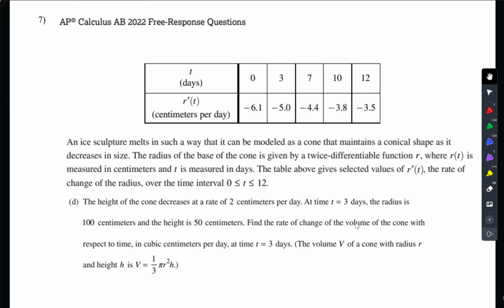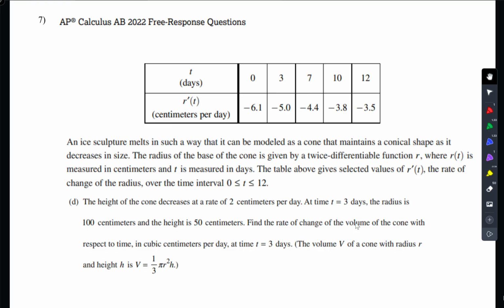So you're like, okay, cool, chart. So like before, this was on sheets of paper. Part D is pages away. Okay, so you're turning the page. All this material is on the first page. Okay, setting the scene. So then you get to part D, the last question. The height of the cone decreases at a rate of 2 centimeters per day.